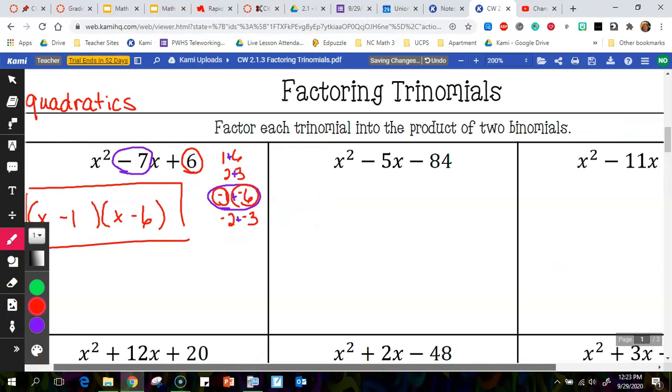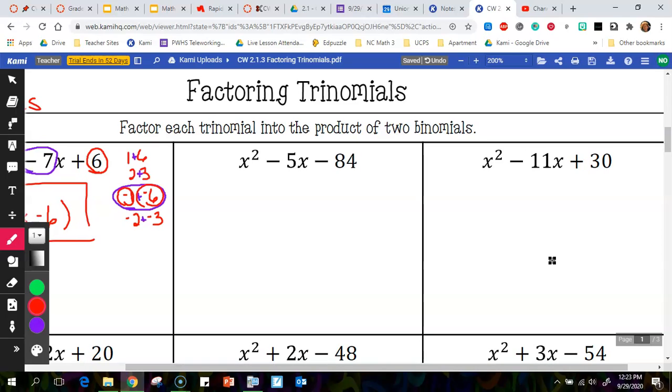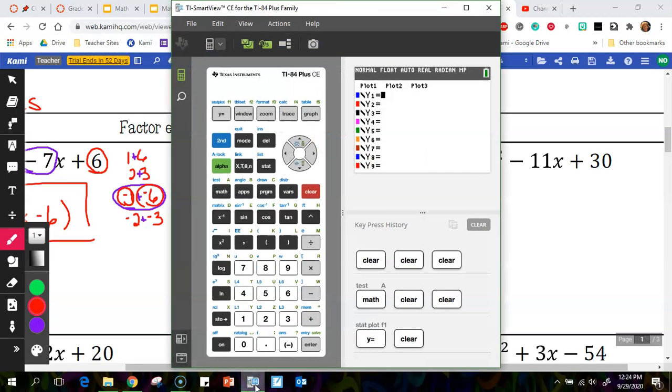Okay, now on the next one, we've got a little bit bigger number. We've got an 84, or actually a -84. And I want to show you on the graphing calculator. I'm going to pull up my graphing calculator here. I do want you to think about the fact that one of the numbers is going to be positive and one is going to be negative. So when we add them together, what we're really doing is subtracting, but I'll get to that in a second.